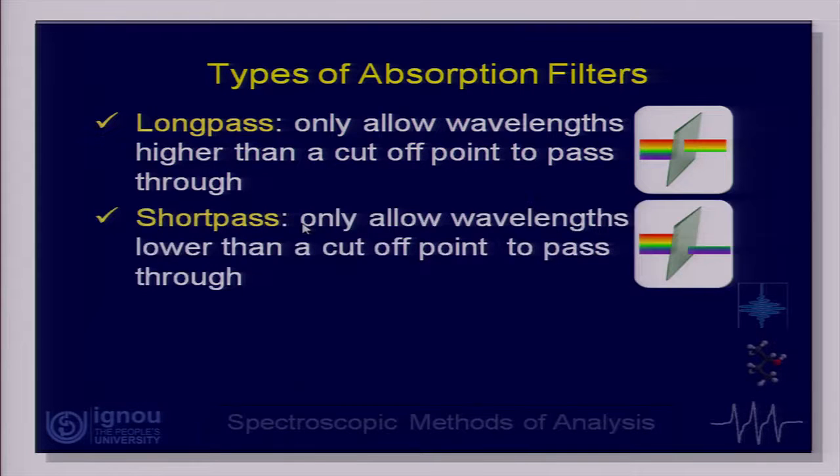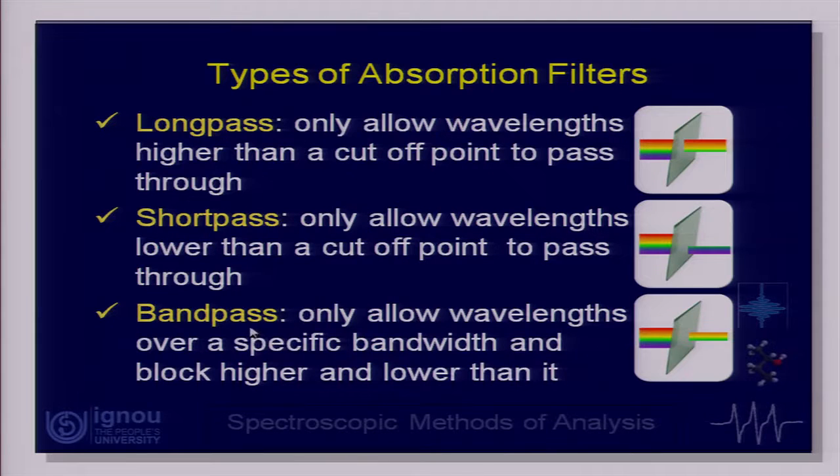Another version can be short pass. It is just the opposite of this one, wherein it only allows wavelengths lower than a cutoff point to pass through. That means any radiation above this will not be allowed to go through, only this set of wavelengths can pass. And the third variety is what is called a band pass, which allows only wavelengths over a specific bandwidth. That means, of the whole range, only this small bandwidth is allowed to pass through; radiation above and below this is not allowed. So, there are three types of absorption filters commercially available, which can be used in the instruments. Okay, let us move further.